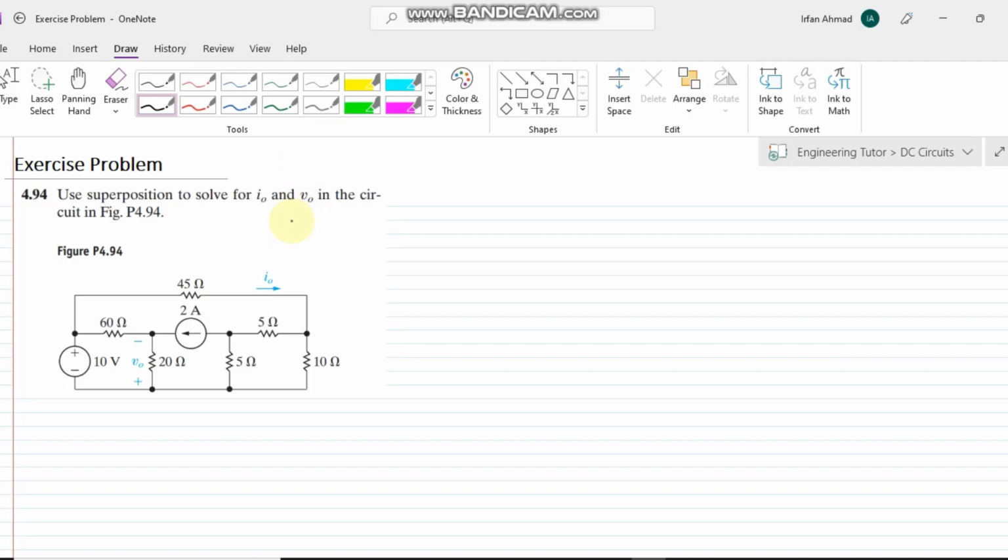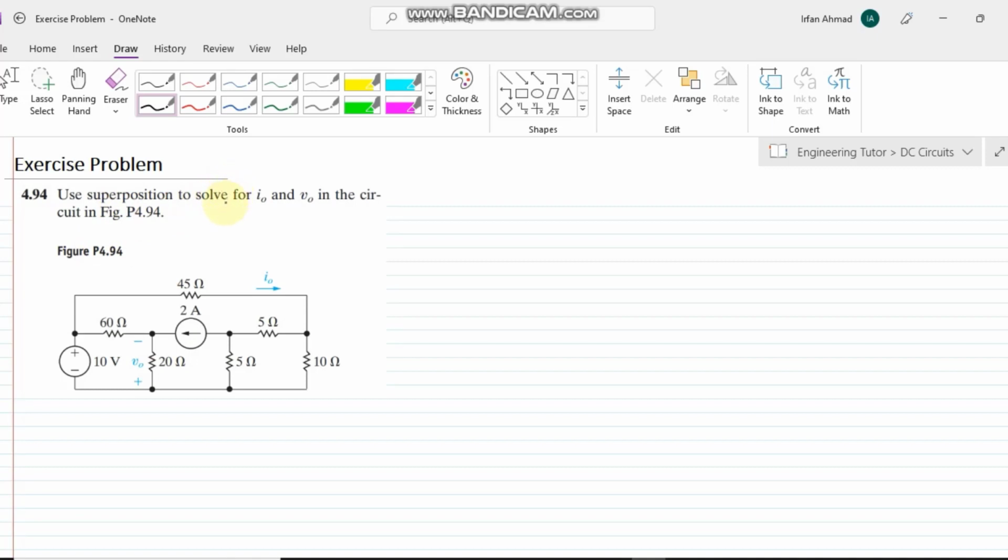Hi again. So this is the exercise problem 4.94 in which we are asked to use the superposition theorem to solve for I naught, which is this current, and V naught, which is the voltage here across the 20 ohm resistor in the circuit of figure 4.94. So this is the circuit of figure 4.94, and here we have to find the value of I naught and V naught by using the superposition theorem.